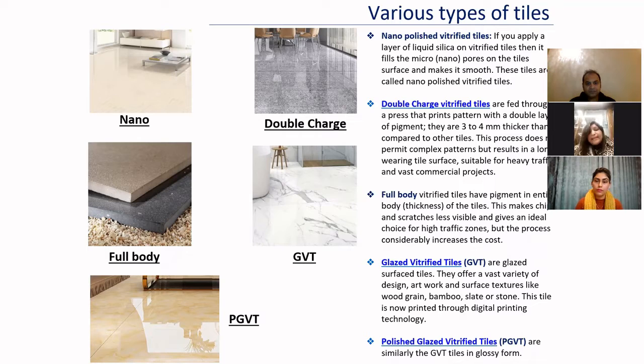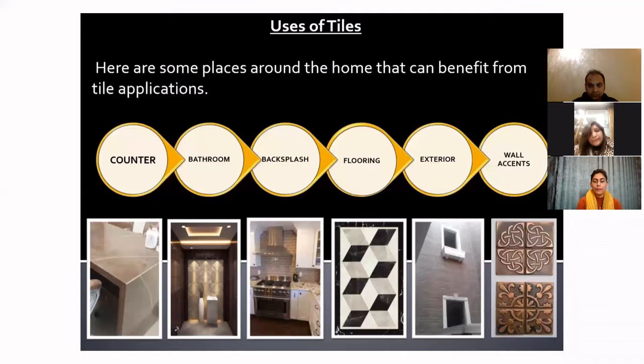Glazed vitrified tiles. These are GVTs. Nowadays, you can see this new word in the market. Glazed surface tiles offer a vast variety of design, artwork, and surface textures like wood grain, bamboo, slate, or stone. This tile is now printed through digital printing technology. PGVT, polish glazed vitrified tiles, are similar to the GVT tiles in glossy form. Next slide, please.